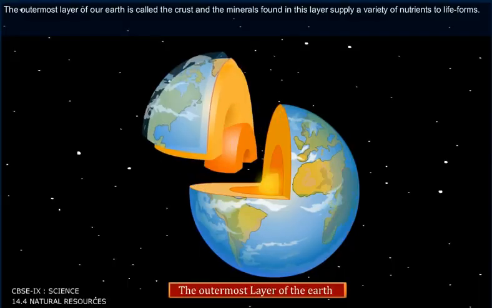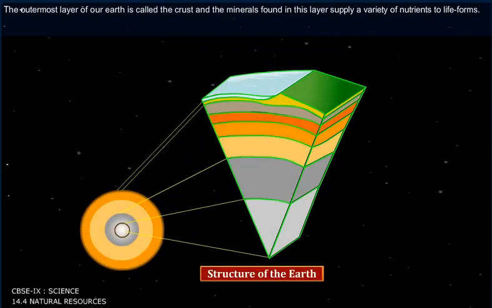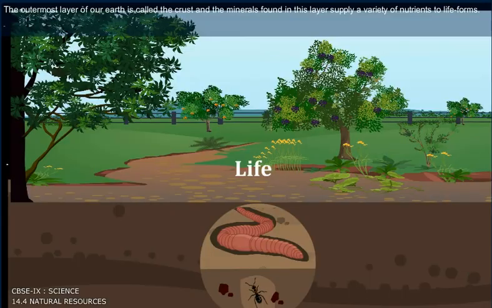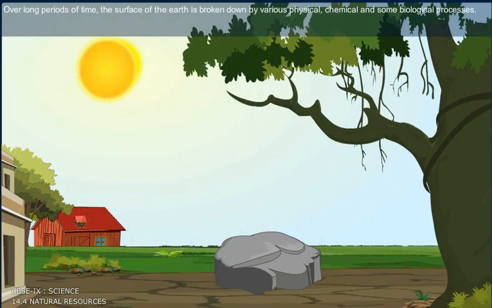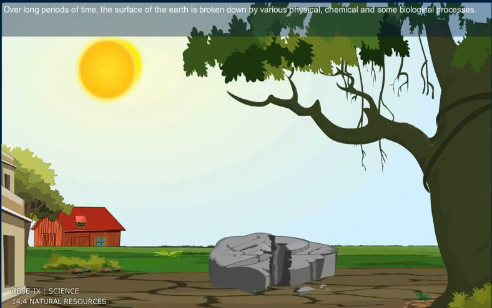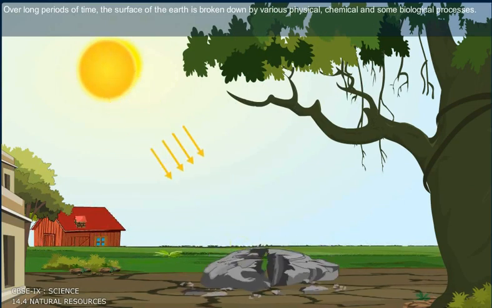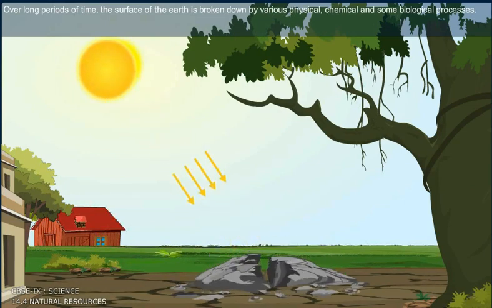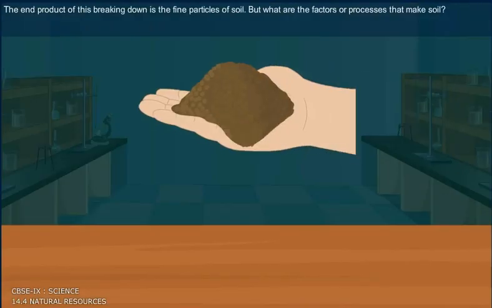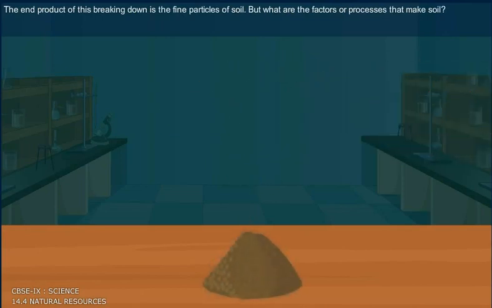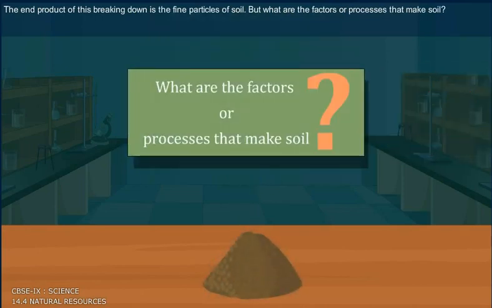The outermost layer of our earth is called the crust, and the minerals found in this layer supply a variety of nutrients to life forms. Over long periods of time, the surfaces of the earth are broken down by various physical, chemical, and some biological processes. The end product of this breaking down is the fine particles of the soil. But what are the factors or processes that make soil?